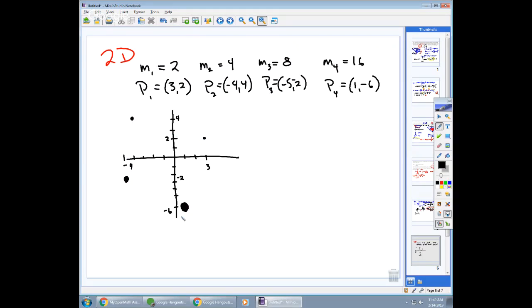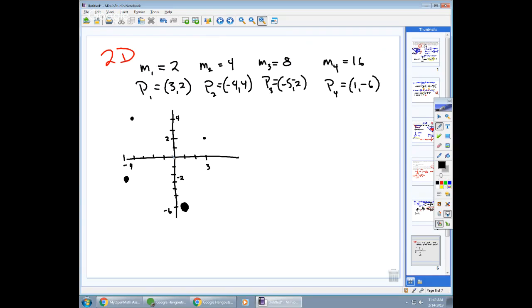So the question is, imagine this is some plate, okay? And the plate is centered on the origin. If I put my finger on the origin, this plate is going to tilt because the origin is not the center of mass of those points. So the question is, where is the center of mass?